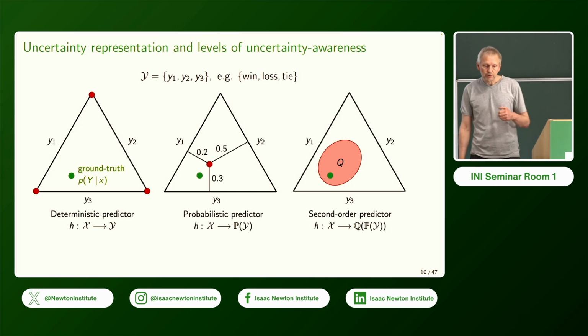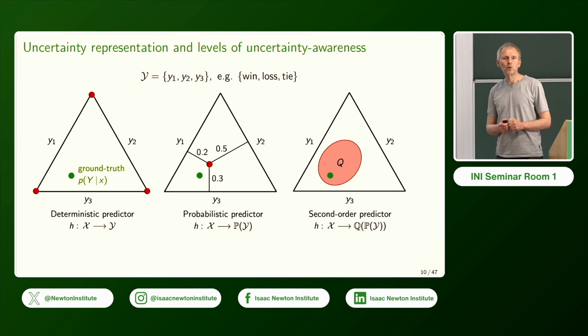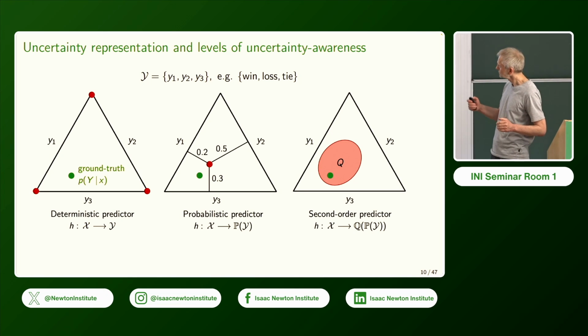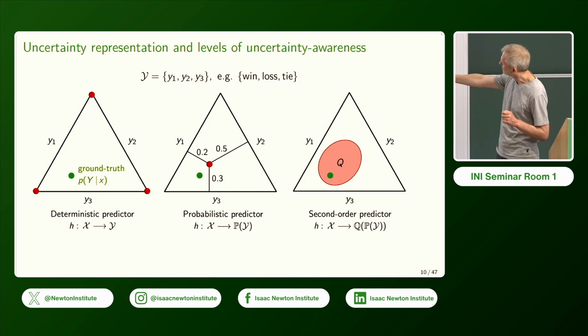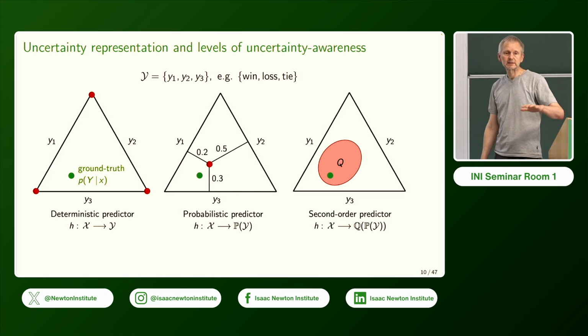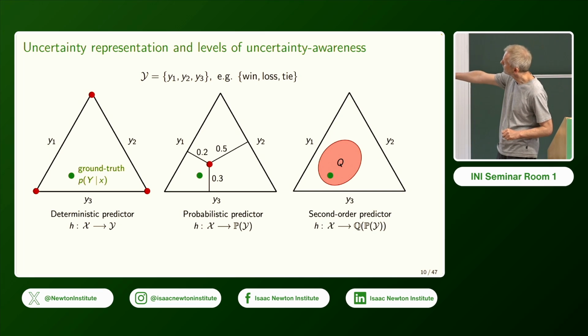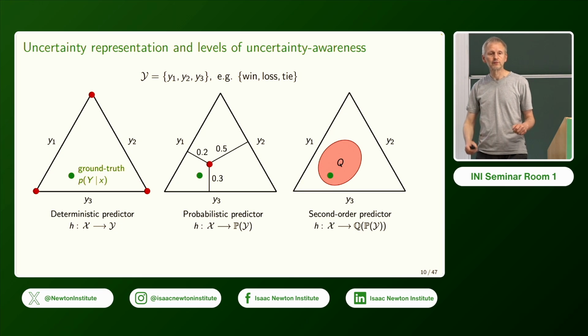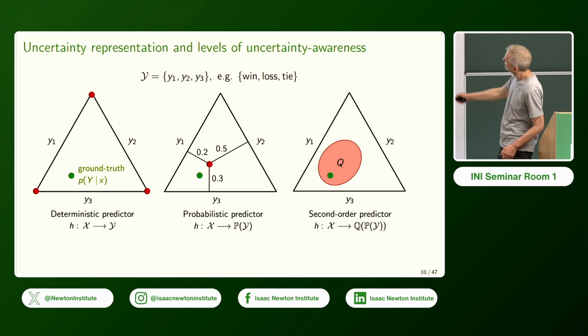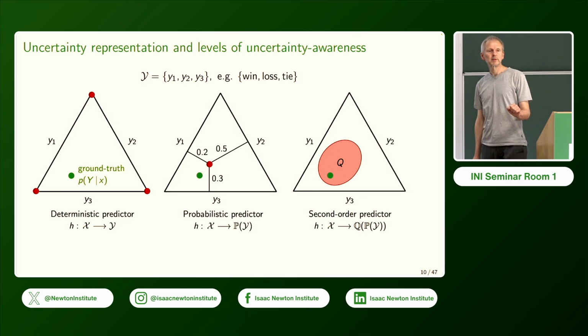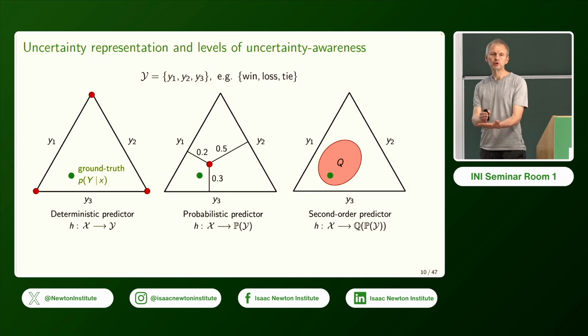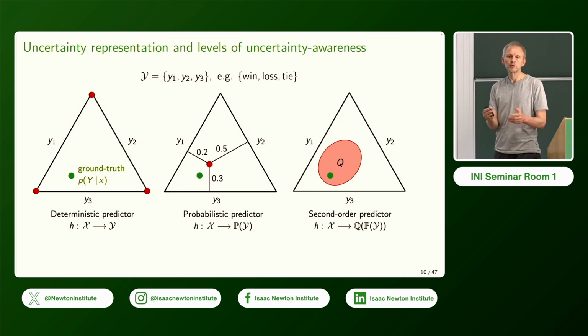So we may distinguish now different levels of what I would call uncertainty awareness. Here is an illustration by such a barycentric coordinate system. So this is a projection of the two simplex. Every point is a probability distribution over three different outcomes. So imagine, for example, you want to predict the outcome of a football match, win, loss, tie. And the ground truth, this is our assumption, is a probability distribution, a conditional probability distribution given X, where X in this example would be a football match.